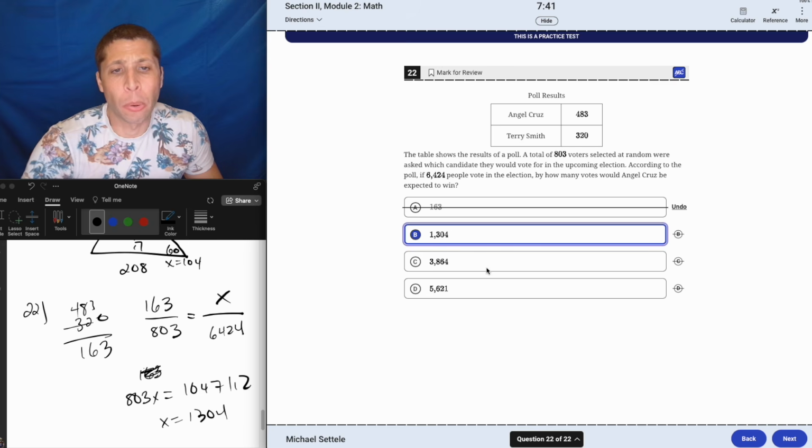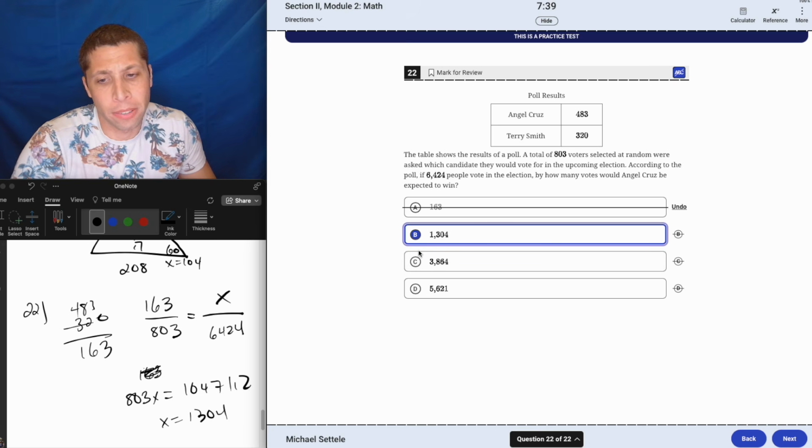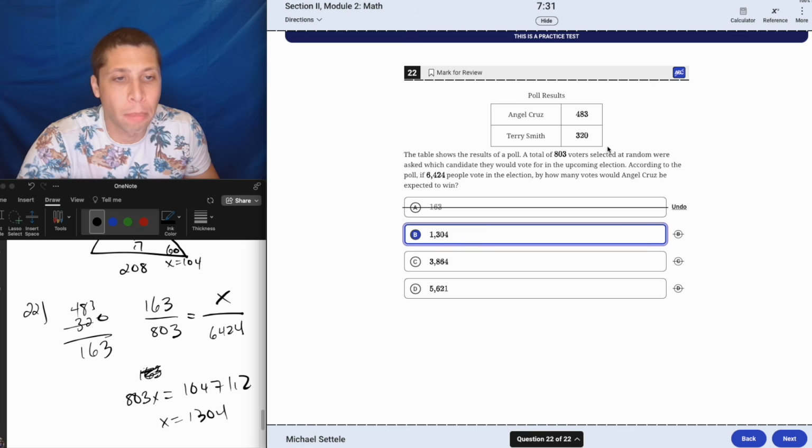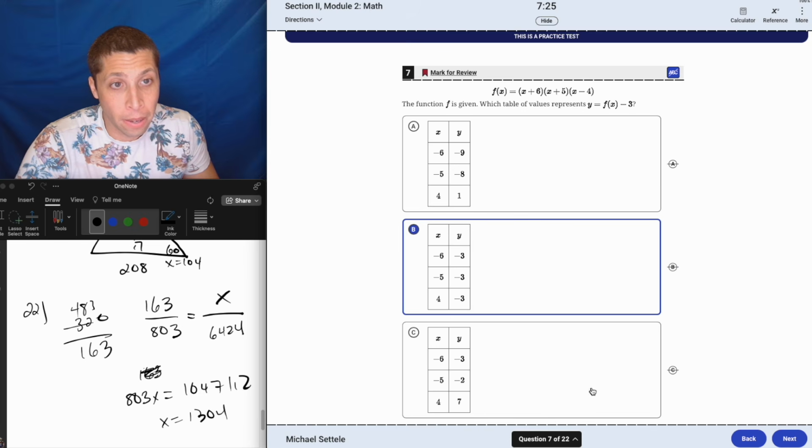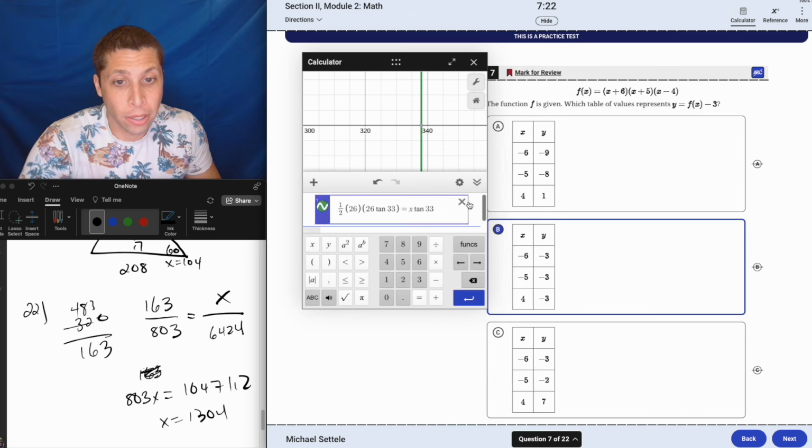I mean, you could do a bunch of proportions. The way to check this would be to do a bunch of proportions and just make sure you get everyone's things right. So 483 out of 803 is how much out of 6424. Get that number, get the number for Terry, and then do the subtraction. But I don't want to do that. Let's do some other cool stuff. Let's go back to here and let's just pop that in the calculator.